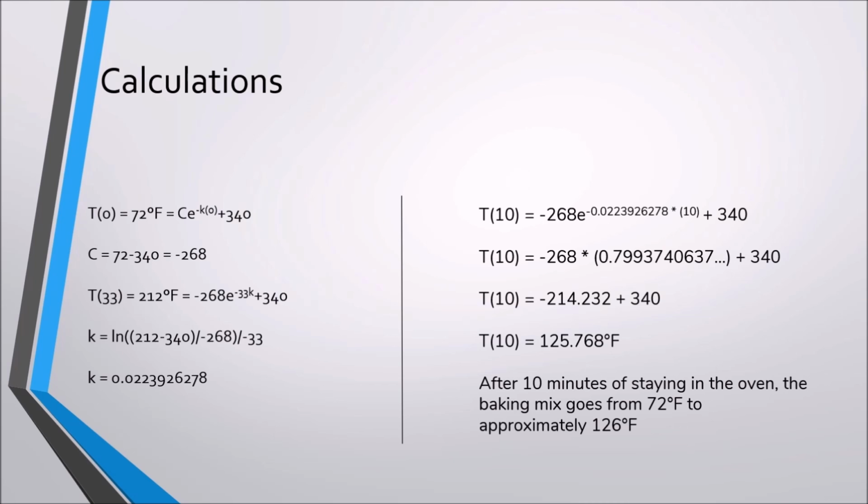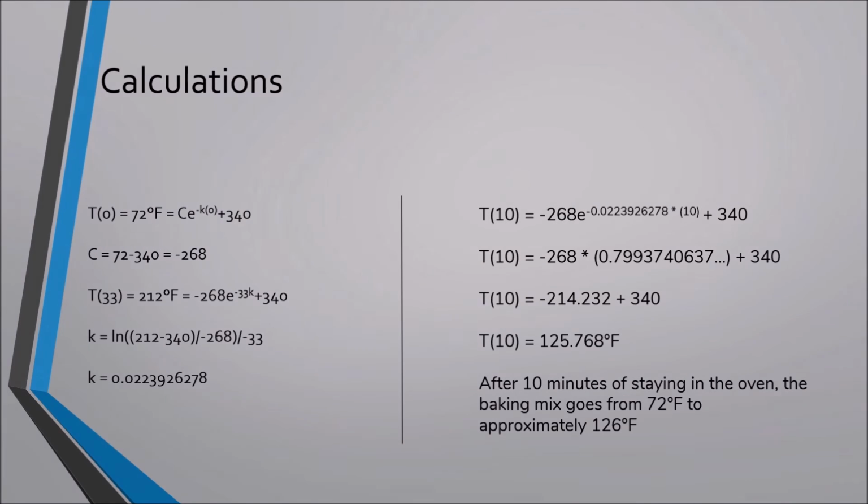So now all we have to do is plug in 10 for t in your T function. So T of 10 is equal to negative 268, which is c, times e to the power of negative k times 10. k is 0.022392678, and you add that to the ambient temperature, which is 340. Plugging this into a calculator, you get 125.768 degrees Fahrenheit, which is approximately 126. So after 10 minutes of staying in the oven, the baking mix goes from 72 degrees Fahrenheit to approximately 126. And this will work for almost any t value.